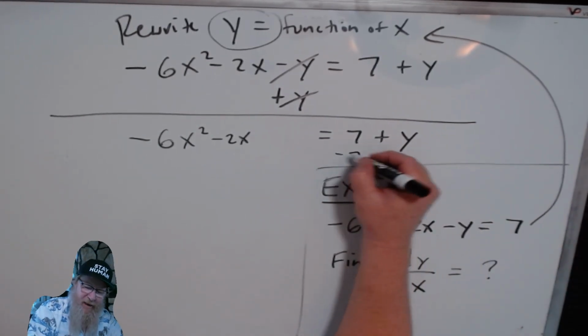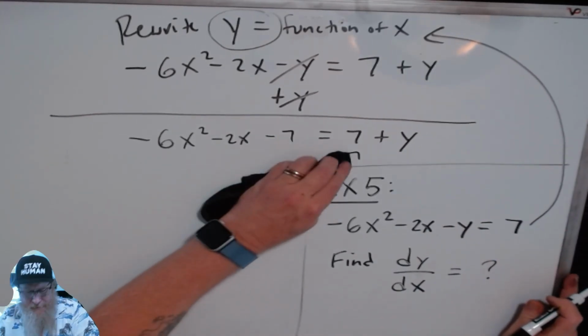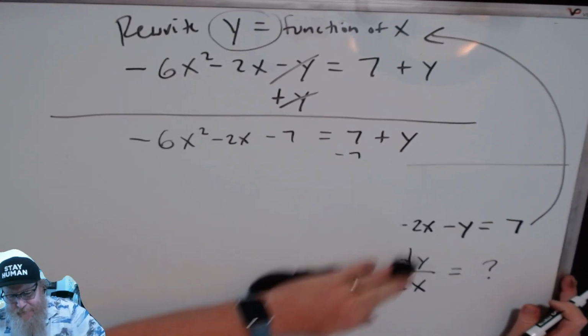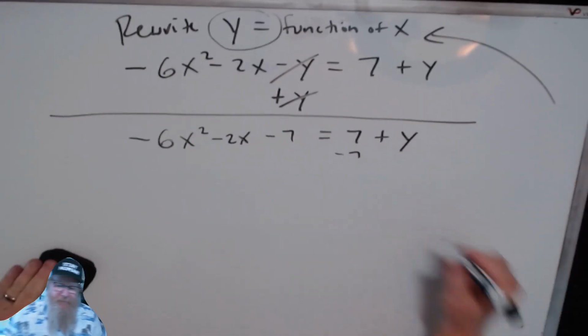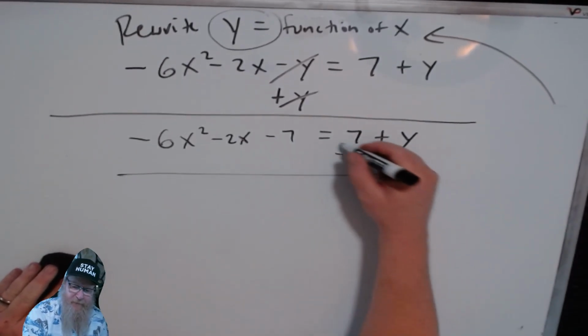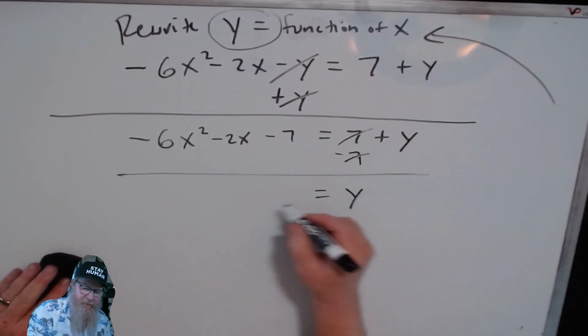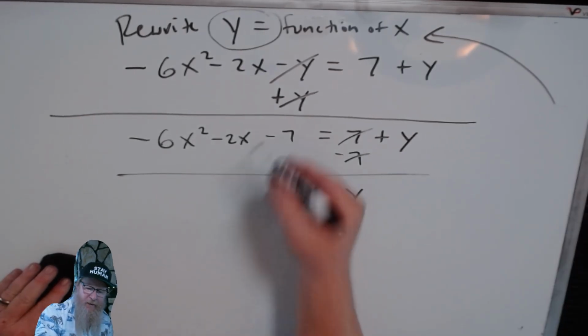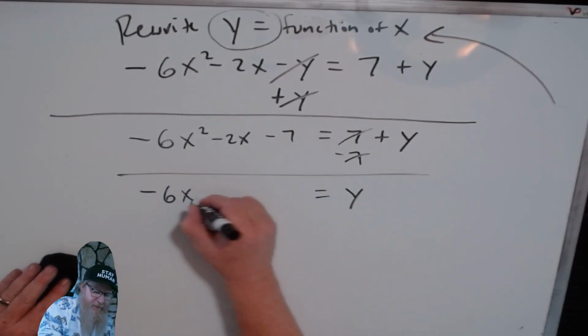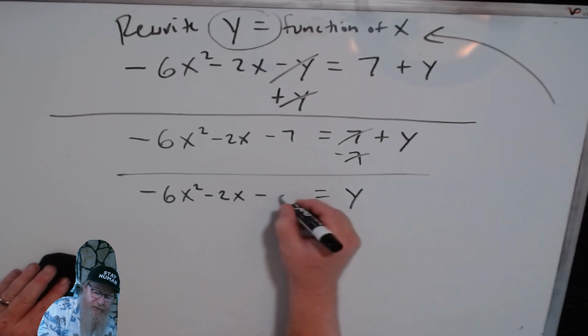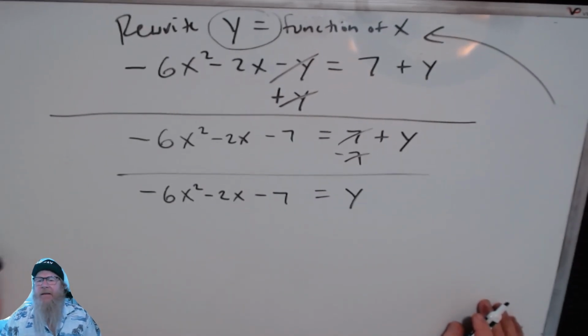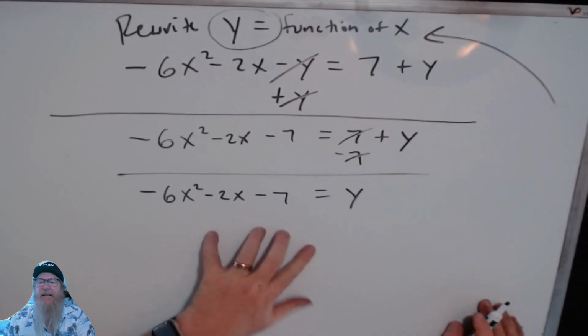Now I'm going to move the 7. So I want y all by itself. Oh, I already moved it onto that side. So I've got negative 6x squared minus 2x minus 7. So now I'm ready to take the derivative.